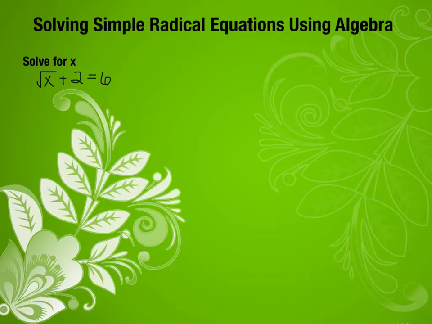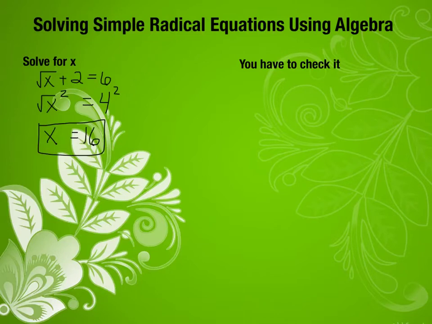Solve for x. It says the square root of x plus 2 equals 6. So the first thing we're going to do is subtract 2 from both sides, and we'll have the square root of x equals 6 minus 2, which is 4. And then to undo a square root, we're going to square both sides. So we'll have x equals 16. And that's the answer. But every time you solve using algebra, you have to make sure you check your solutions.